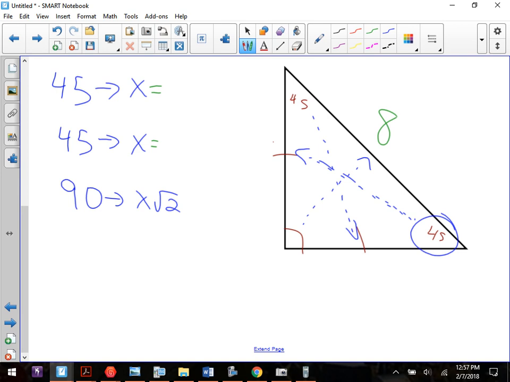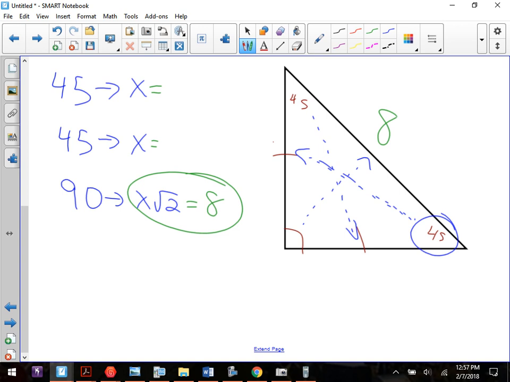The bottom one that says across from the 90. Very good. I bet you it's the bottom one across from the 90. That's a one-step equation. X times the square root of 2 equals 8. How do you undo multiplying?